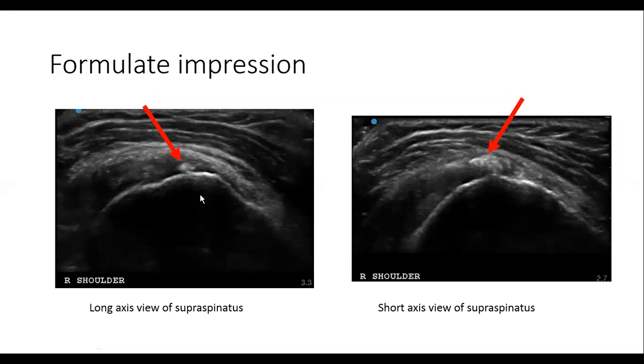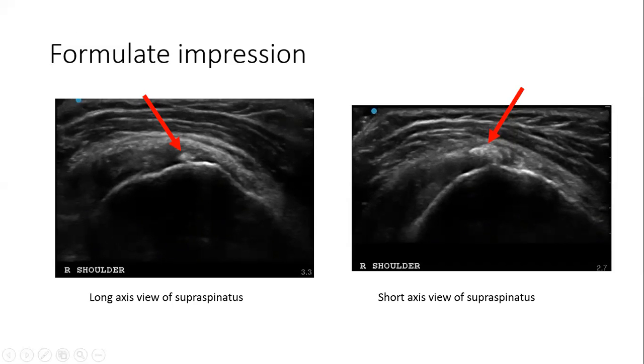Calcific deposit, and the tendon also does not look normal, right? You don't see the normal bright hyperechoic parallel arrangement of collagen. So let's formulate an impression. How would you write this one? Let's say this is what you see in short and long, and you do dynamic tests. Now you know there is a deposit in the supraspinatus, and you're also looking at the fibers, and they don't look like a healthy, normal echo pattern.